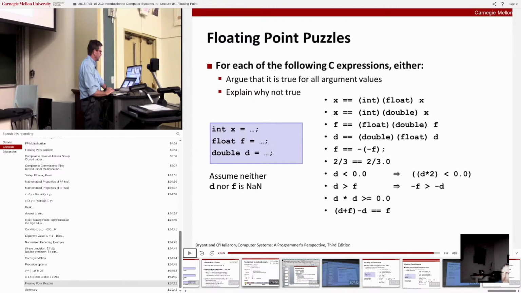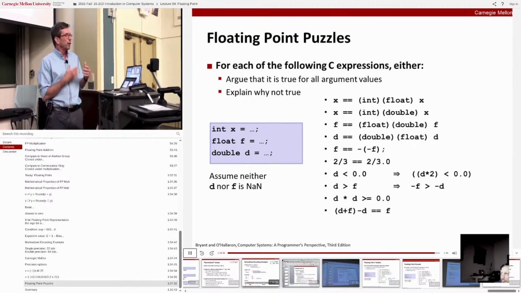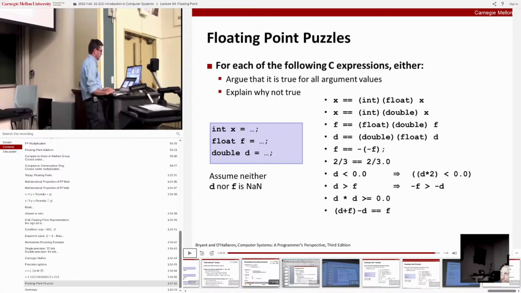All right, next one is assuming that d is less than 0, it's a double, 64 bits, it's less than 0.0. What's the implication here? Therefore, d times 2 is less than 0. Yeah, I'd say it's true. If the double d is less than 0, does that imply that d times 2 is also less than 0? Yeah. No matter what, even if 2 times d overflows, it'll overflow to negative infinity, which is less than 0. Yeah. This sign will be preserved.